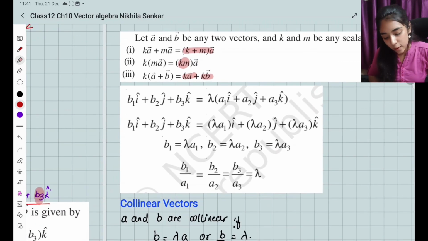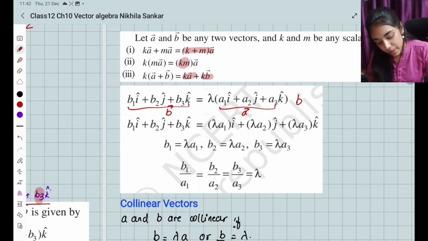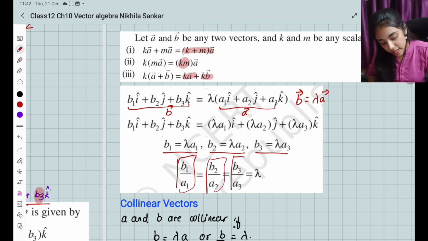Okay. Now I have B vector. இப்போ இது என்னது? இது மொத்தமா it is going to be my B vector and இது மொத்தமா it is going to be my A vector. When B vector is going to be lambda times A vector, அப்ப என்ன ஆகும்? B1 equals lambda times A1, B2 equals lambda times A2, B3 equals lambda times A3. So இந்த மாதிரி இருக்கும்போது the ratios are also going to be lambda. Correcta?